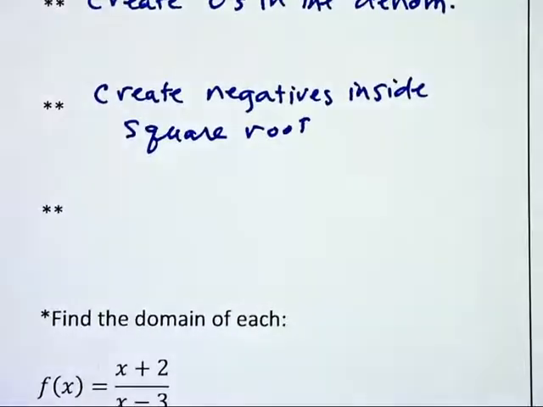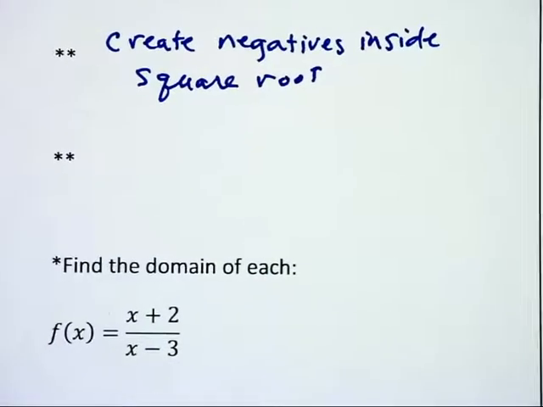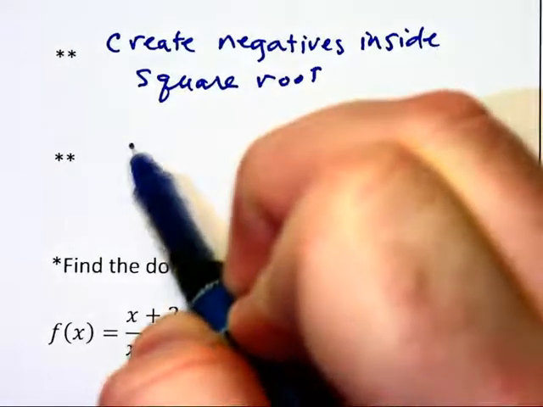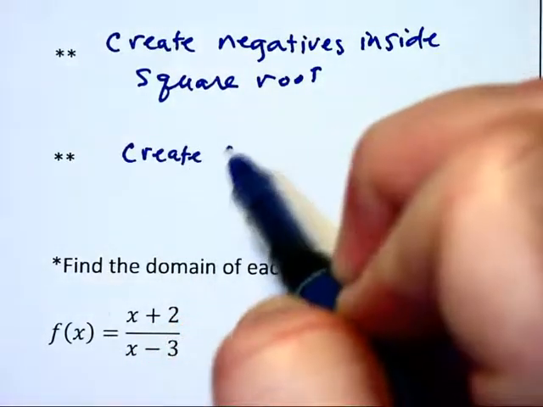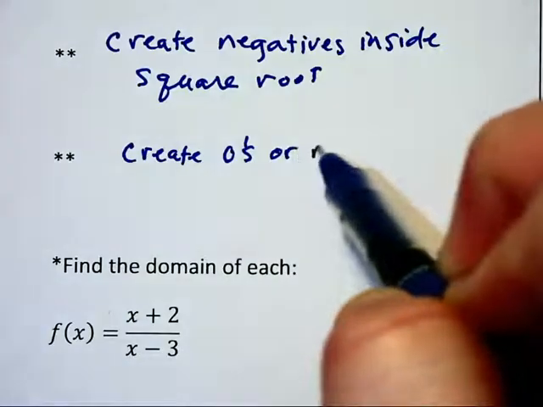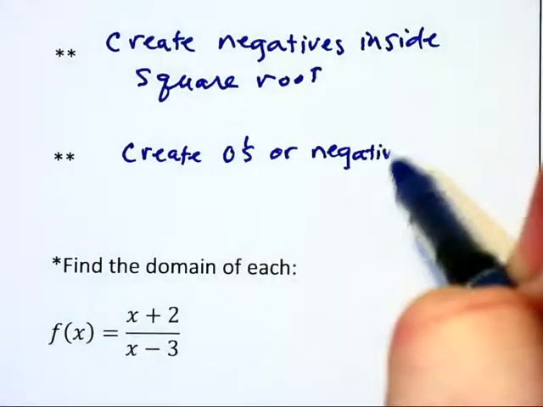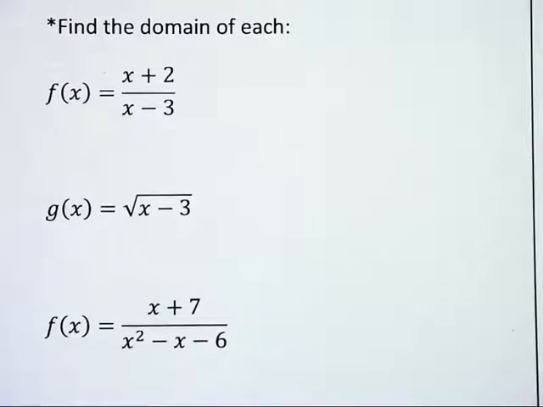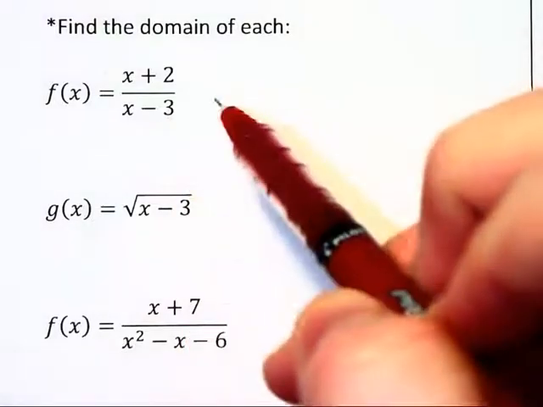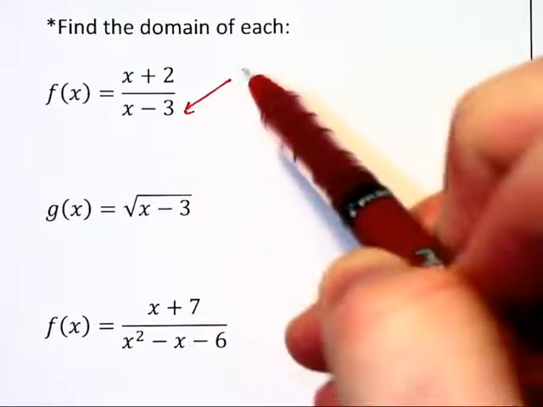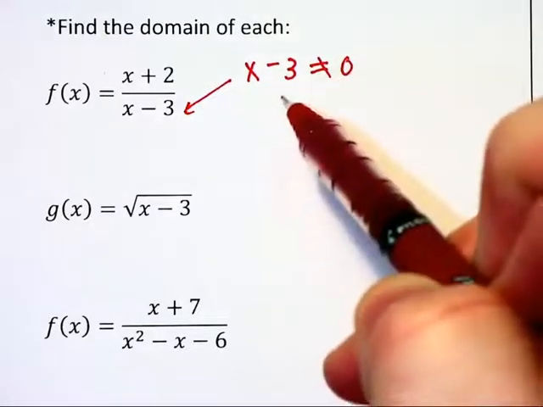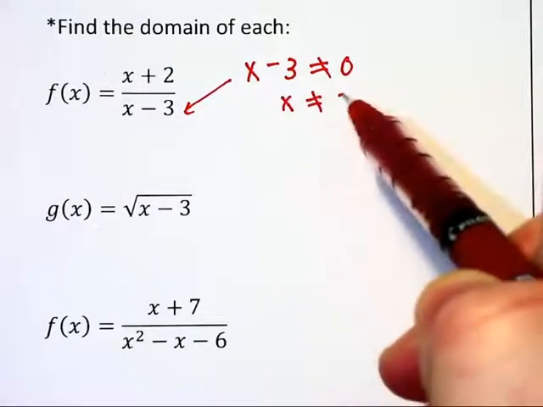And I'm going to put a third restriction on here, which won't become an issue until later in this class, but we will also take away x values which create zeros or negatives inside logarithms. So let's look at a few examples. Right here in this first problem, we see that there is a denominator. We know that x minus 3 cannot equal 0, and therefore x cannot equal 3.